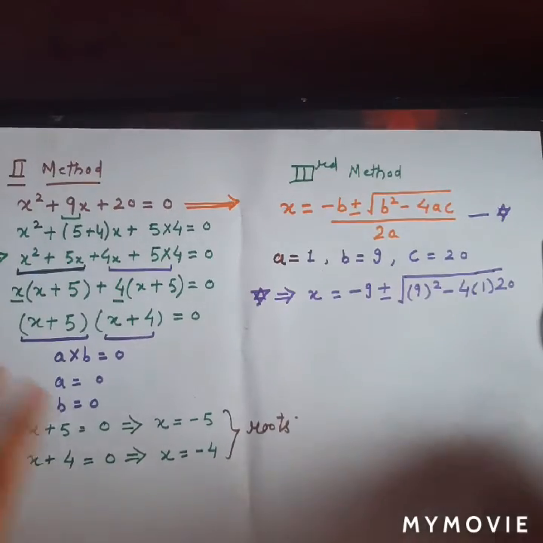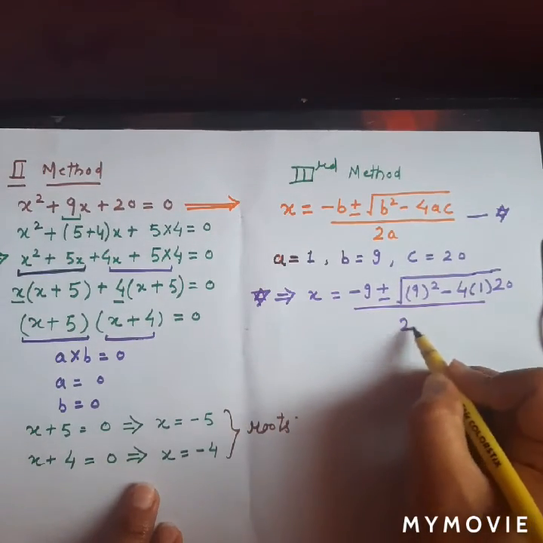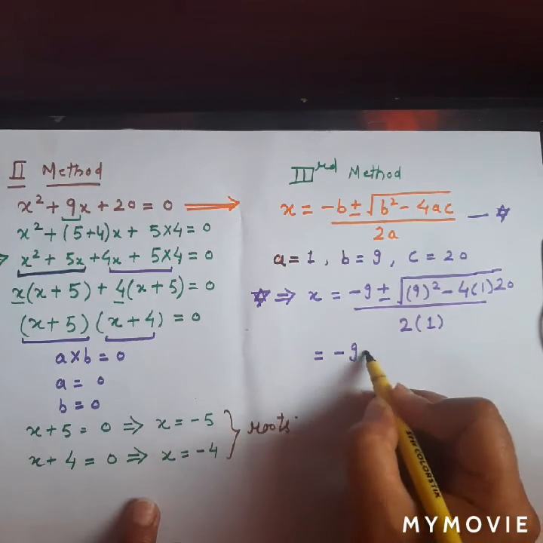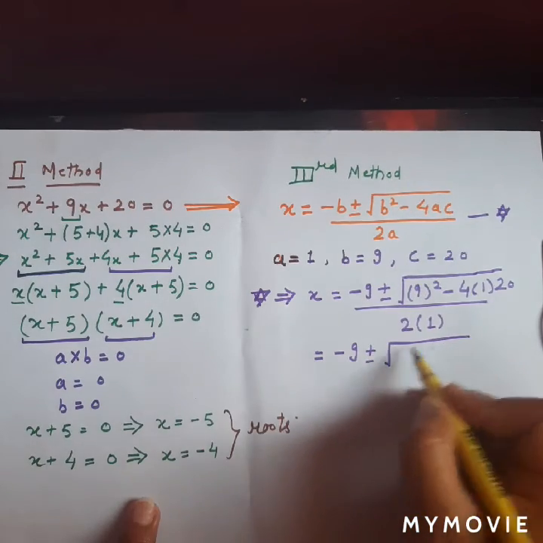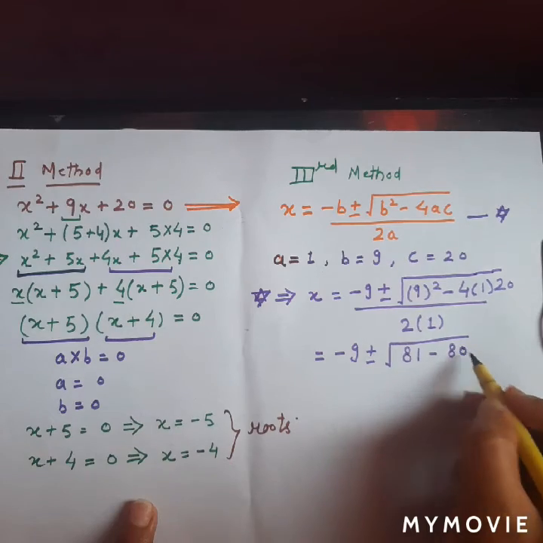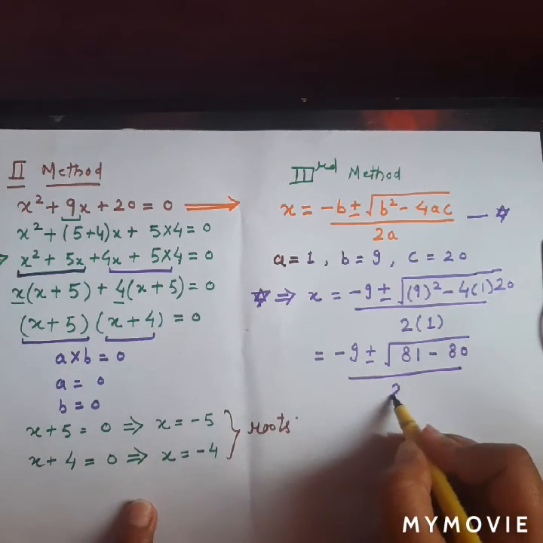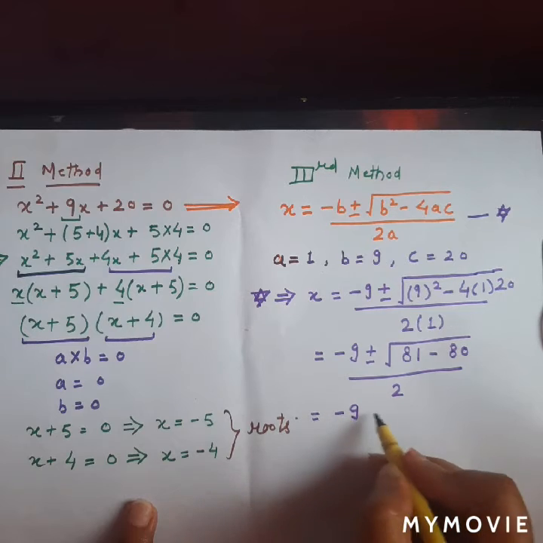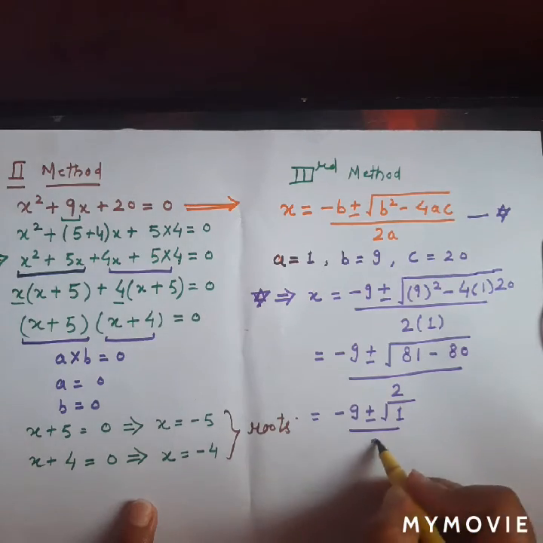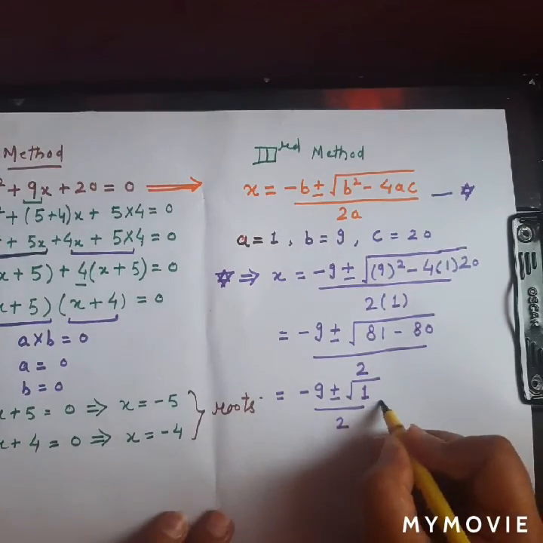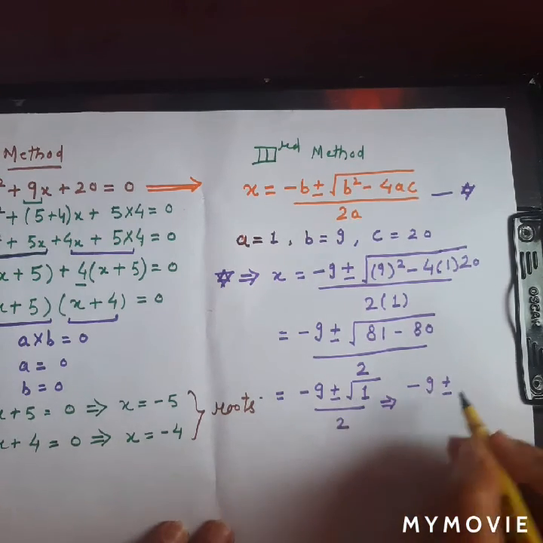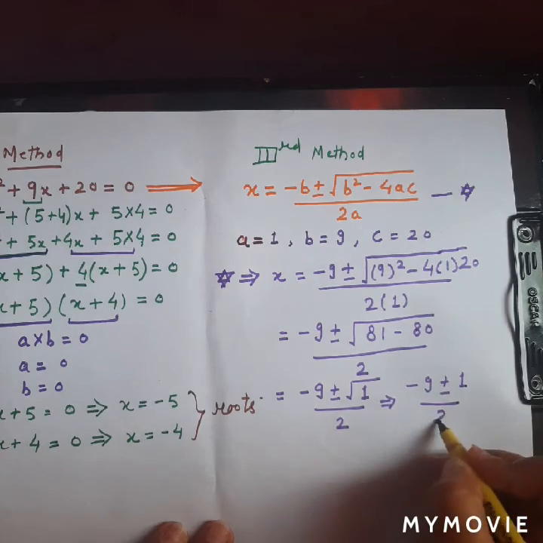And divided by 2 multiplied by a, which is 1. Now minus 9 plus minus under root of 9 9s are 81 minus 4 2s are 8, 80, divided by 2, equal to minus 9 plus minus under root of 81 minus 80 divided by 2. Again, minus 9 plus minus under root of 1 is equal to 1, divided by 2.